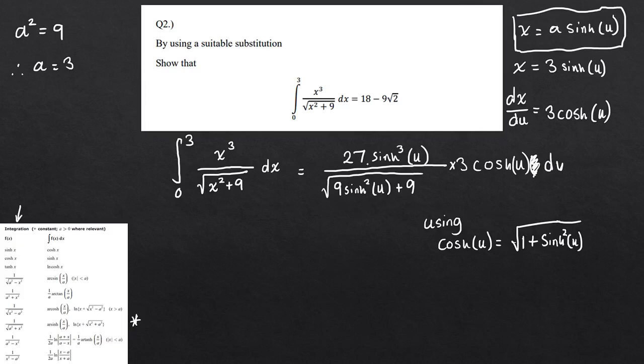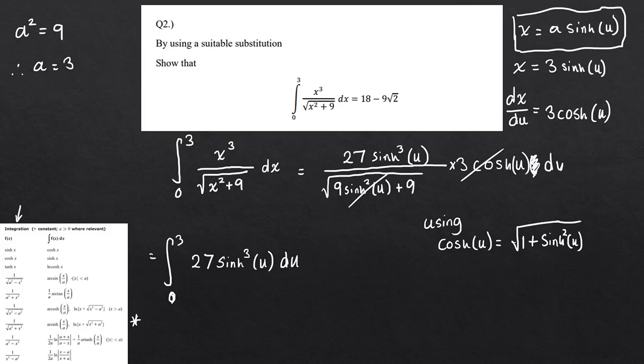Then we can simplify our denominator here. In that case, our denominator is just going to cancel with this 3 cosh u. We can express this here as 3 cosh u. So this will cancel with this. And what I'm going to get left with here then is 27 sinh cubed u du. So this is now equal to the integral from 0 to 3. That's a 0, believe it or not. From 0 to 3 of 27 sinh cubed u du. Okay.